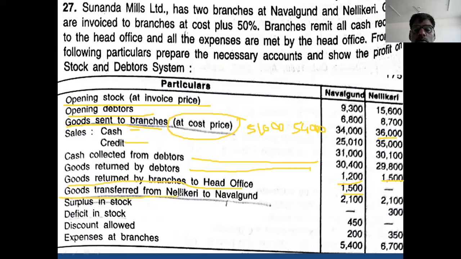And this is the new adjustment. Goods transferred from Nallikeri to Nawalgund means it is an inter-department transfer. So you consider that the department which transfers the goods, that is considered as return to head office. And the department which receives the goods, consider that as goods received from head office. This is the point you remember regarding the transfer.